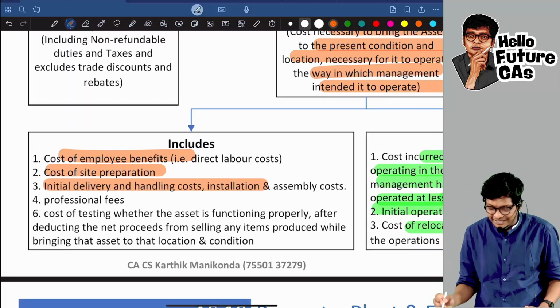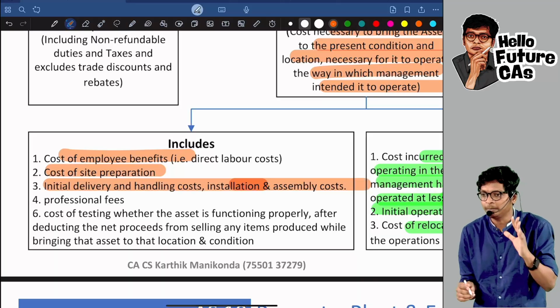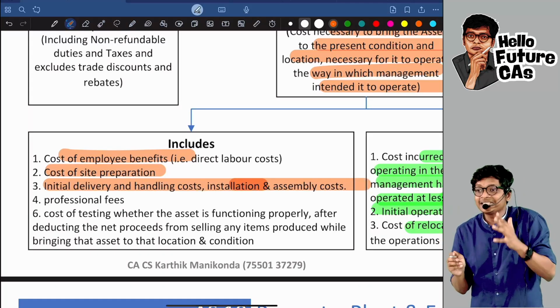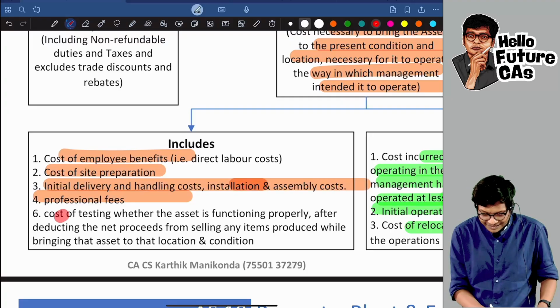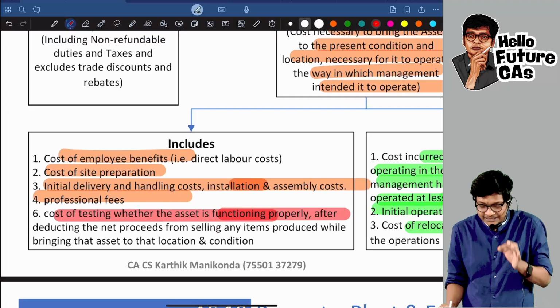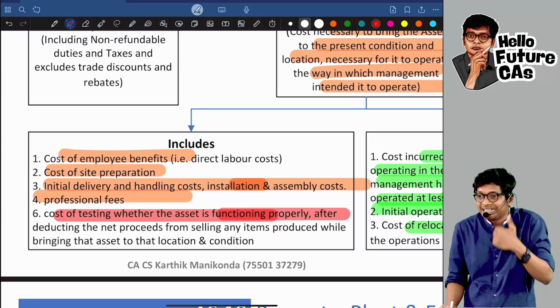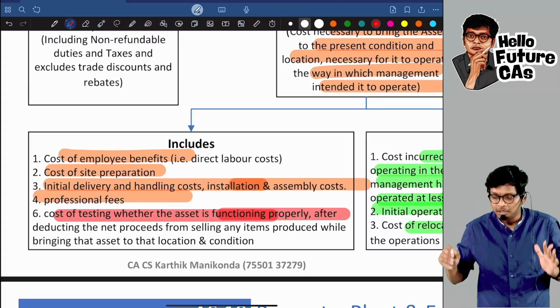Then initial delivery and handling, installation cost for it to come. Then how to build, sir. Architect is having some charges, professional fees. Then lastly, there will be some testing fees also: whether the asset is functioning properly, prototype built, testing to make it marketable. That also I will capitalize.